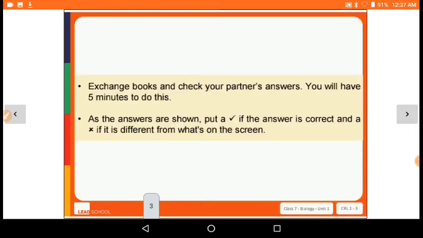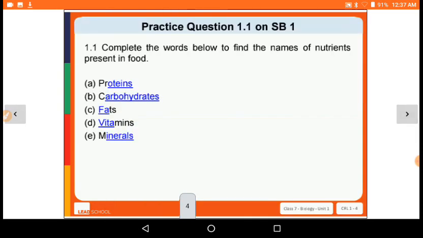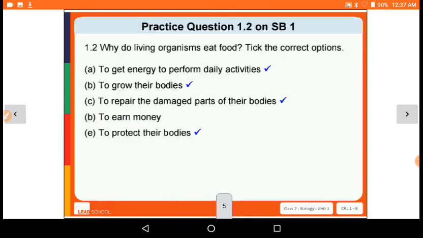First question: complete the following words below to find the names of nutrients present in food. From a word, two letters are given, PR, and that is the name of a nutrient. So protein. Then C is carbohydrate. Then TS at the end, that is fat. Then V is vitamins, and M is minerals.